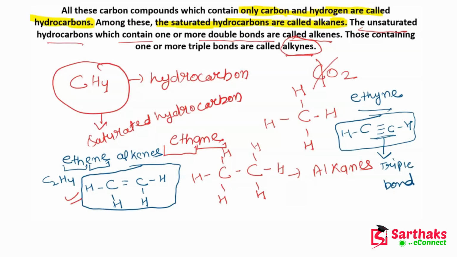Okay, so I hope guys the difference between these 3 words, alkane, alkene and alkyne, is clear to you. Alkanes are where only single bonds are present, the saturated hydrocarbons. Alkenes are where one or more double bonds are present, and alkynes are where one or more triple bonds are present. So I hope guys this point is clear to you. If it is clear, let's move on to the next slide and talk about the other point.